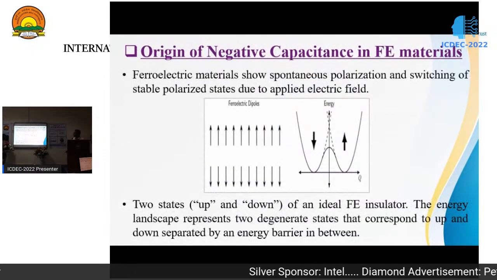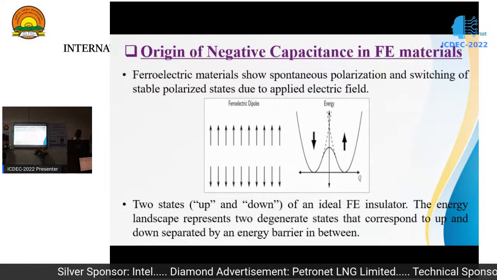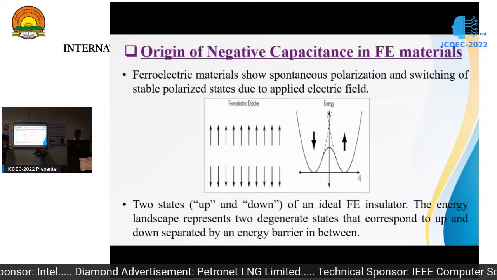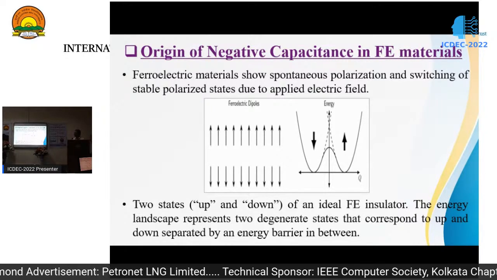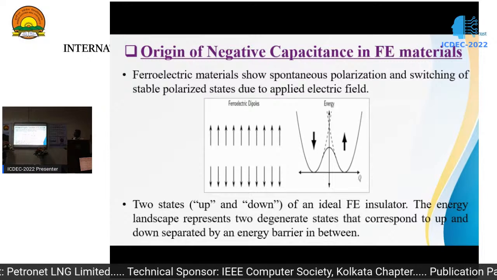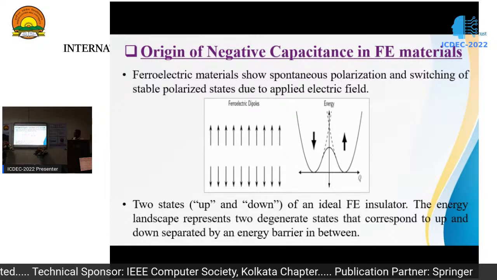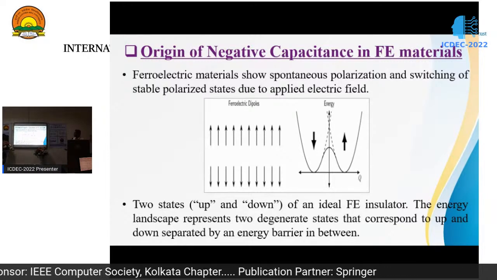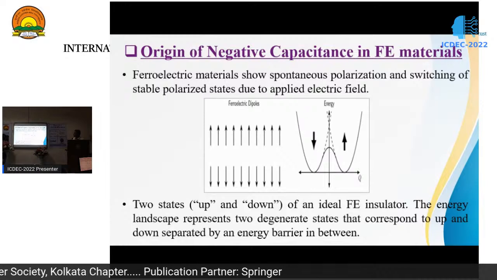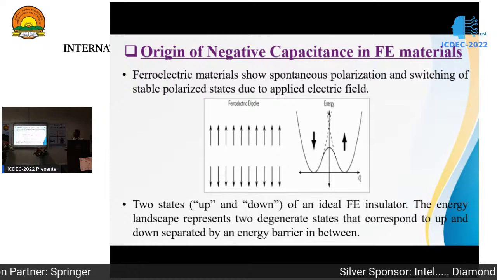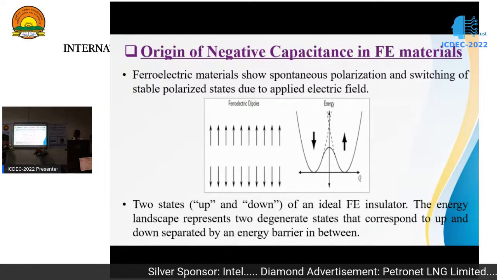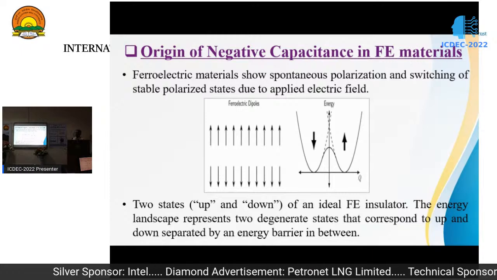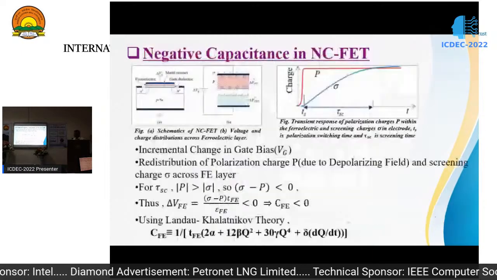Now, the origin of negative capacitance in ferroelectric materials. Ferroelectric materials show spontaneous polarization and switching of polarized states due to an applied electric field. So we have two stable states, one is the up state and one is the down polarized state. In the energy landscape diagram of a typical ferroelectric, if you make a transition from the up state to the down state, we encounter an energy barrier. This energy barrier is responsible for the negative capacitance regime.